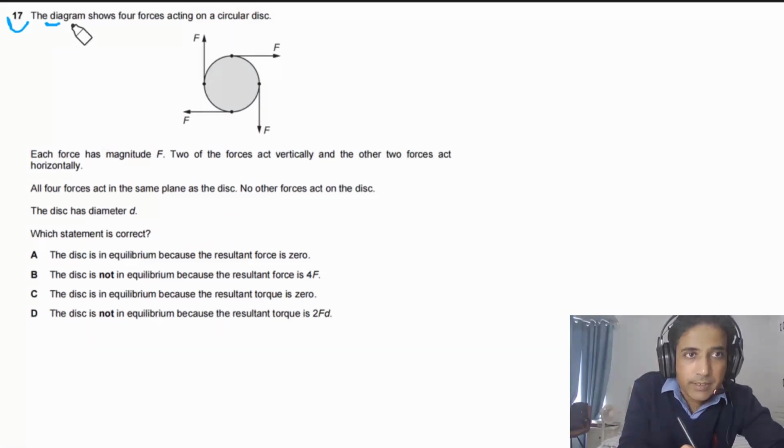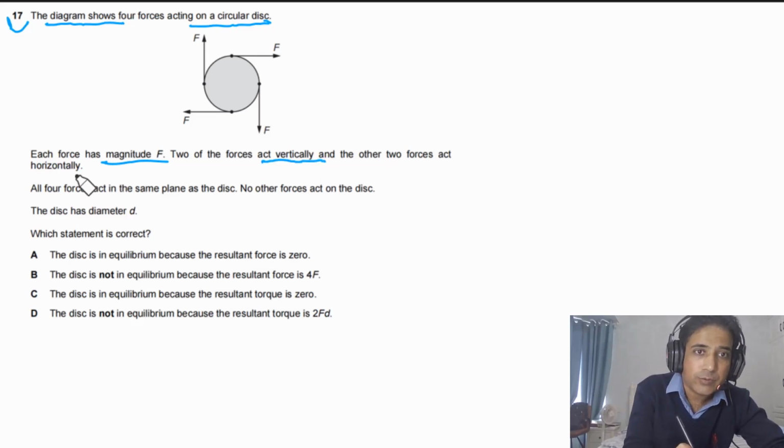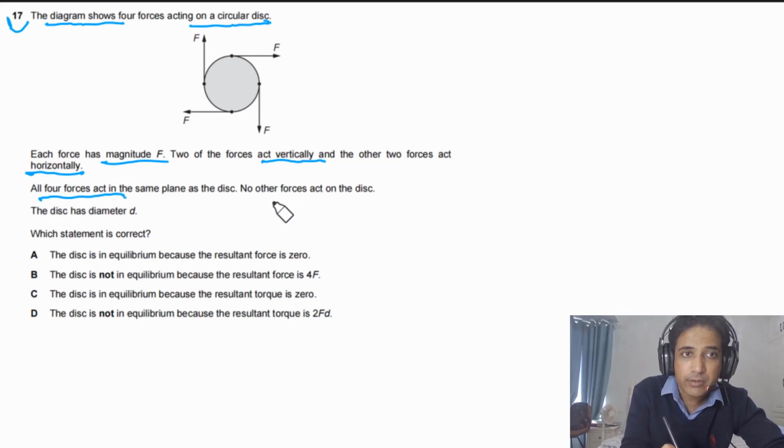Question 17 says the diagram shows four forces acting on a circular disc. Each force has magnitude F. Two of the forces act vertically and the other two forces act horizontally. All four forces act in the same plane as the disc. No other forces act on the disc. The disc has diameter small d. Which statement is correct?